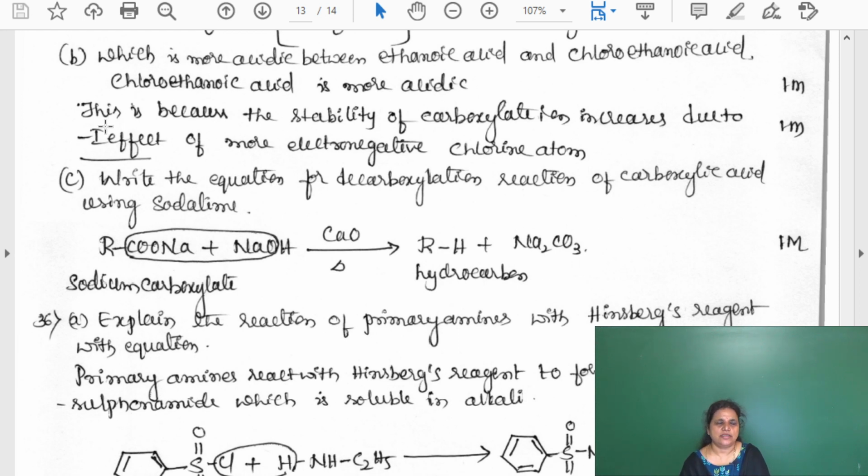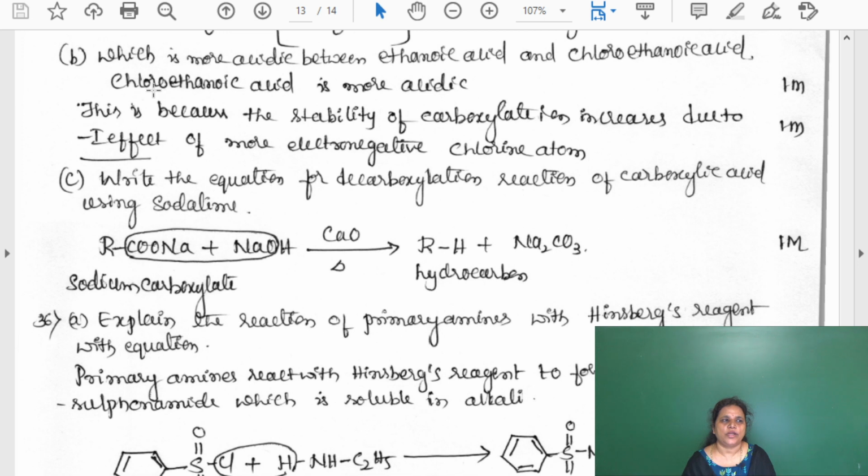What is the reason? So reason: this is because of the stability, the carboxylate ion stability here, that is the ethanoate ion stability increases because of the negative inductive effect of the more electronegative chlorine atom.